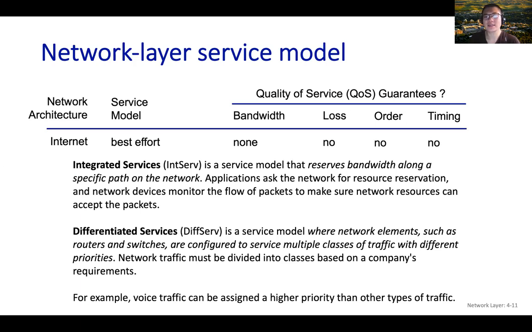So applications ask the network for resource reservation, and the network service monitors the flows of packets, right? Then it has a better guarantee of the bandwidth compared to the best effort service model. But this is just a different service model, right?